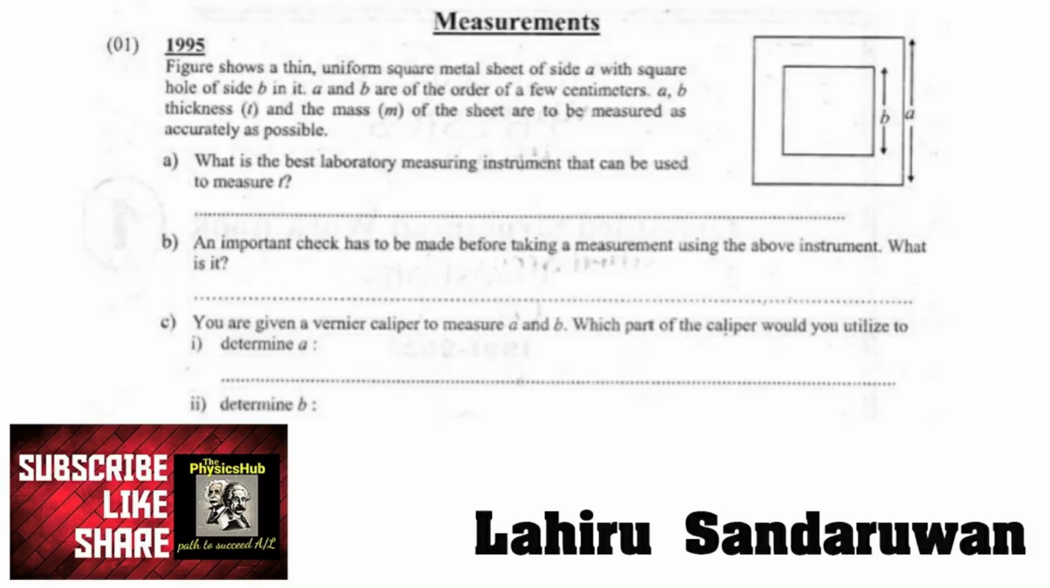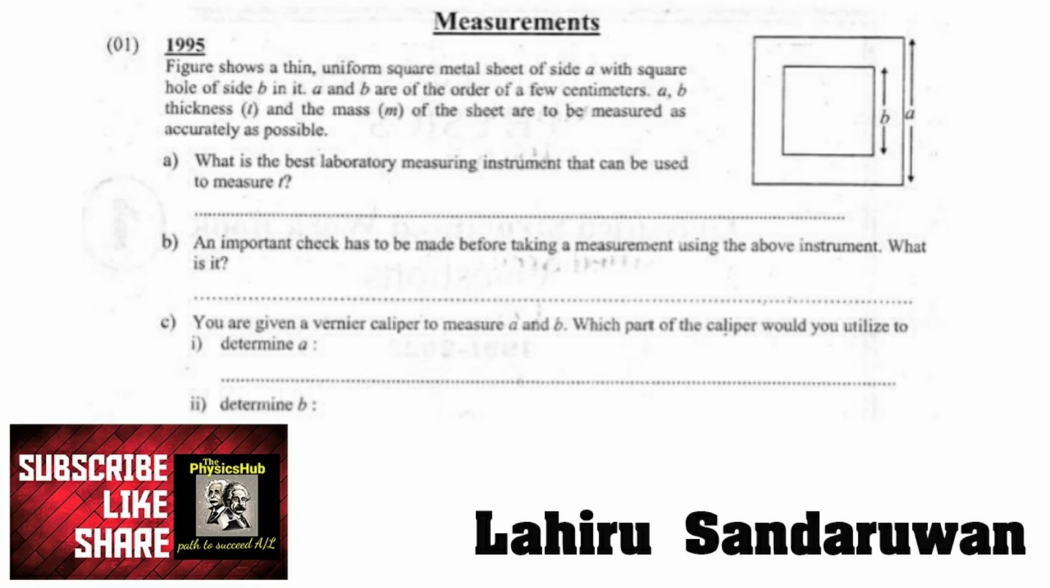Figure shows a thin uniform square metal sheet of side length A with a square hole of side B in it. A and B are of the order of a few centimeters. Thickness T and mass M of the sheet are to be measured as accurately as possible.